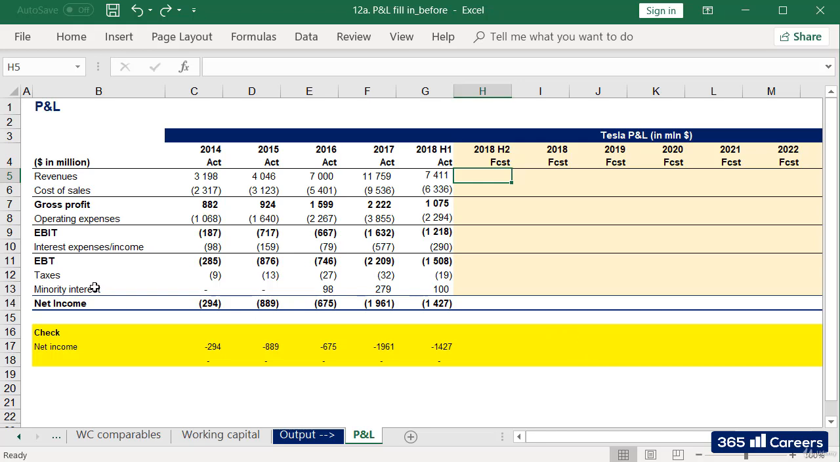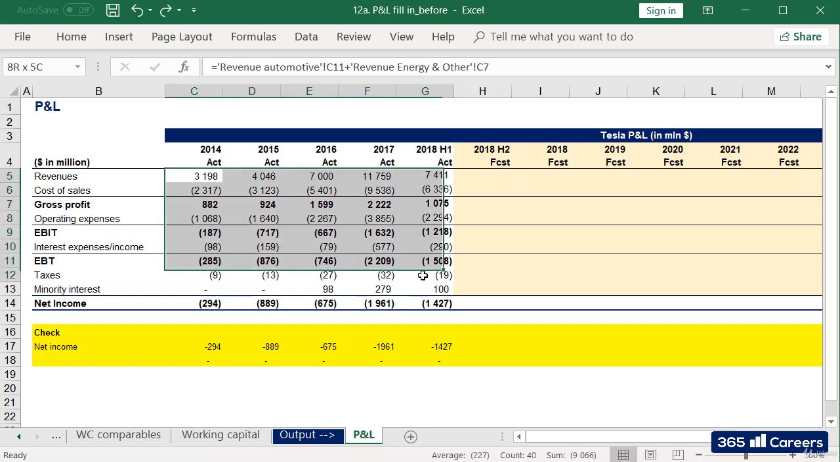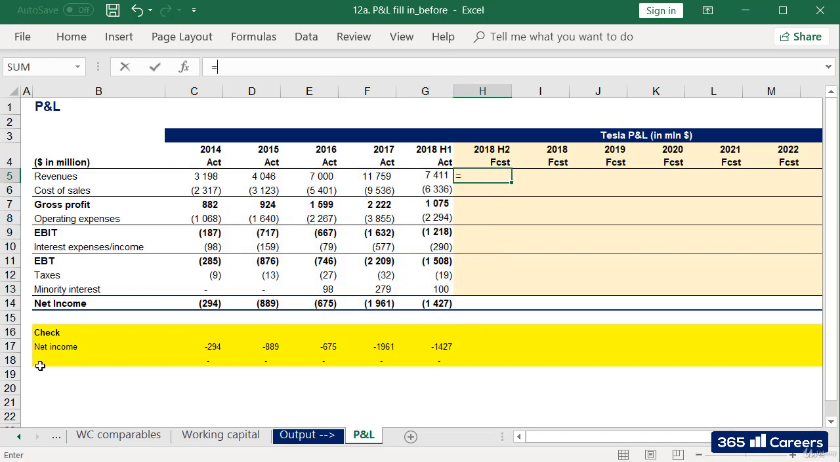Okay, great. Our P&L output sheet is nice and ready. Shall we fill it up? The numbers for the historical period have already been added. Let's start with H2 2018.